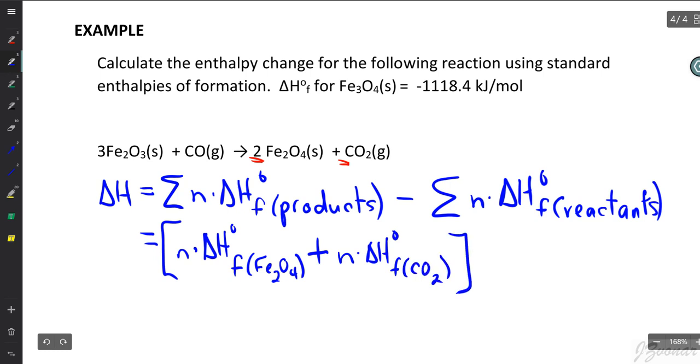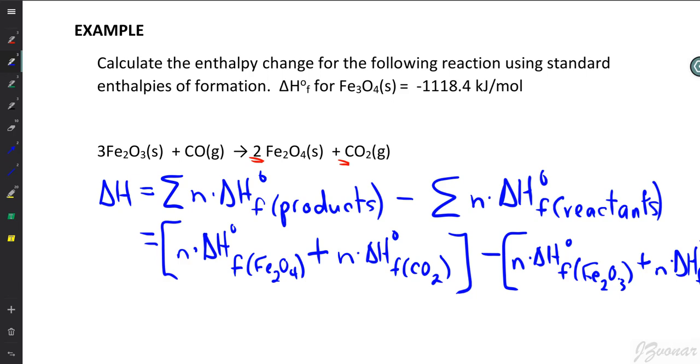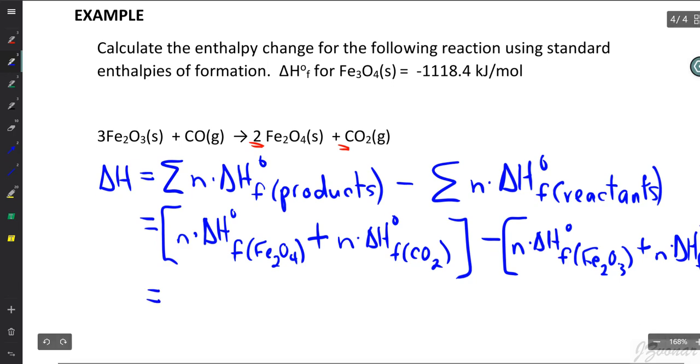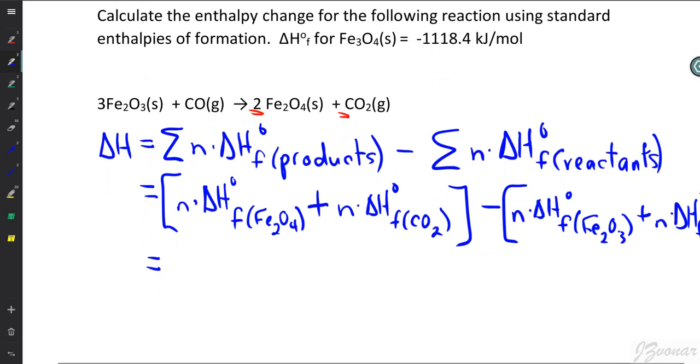Those are my products, minus, we're going to square bracket here, the number of moles times the delta H of formation of Fe2O3 plus the number of moles times the delta H of formation of CO. Sorry, I ran out of space there. And again, it should be a square bracket there. Now I'm going to substitute these numbers into my equation.